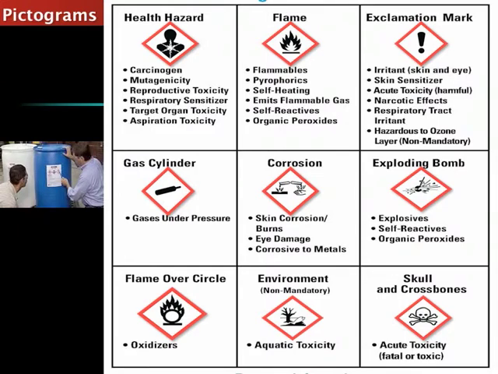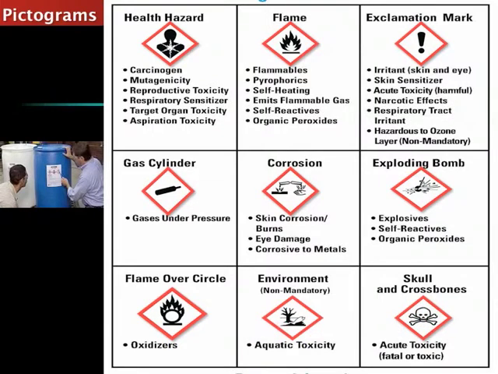Next, we have the flame pictogram. Pretty self-explanatory. It means that chemical has flammable properties. Next, we have the exclamation mark. This pictogram signifies that the chemical may be an irritant. It has narcotic effects. It could irritate a respiratory tract. And it's hazardous to the ozone layer. Underneath that, we have the exploding bomb. This chemical could be explosive, be self-reactive with another chemical.